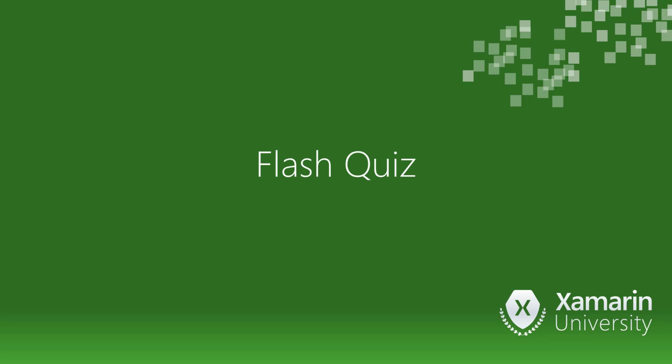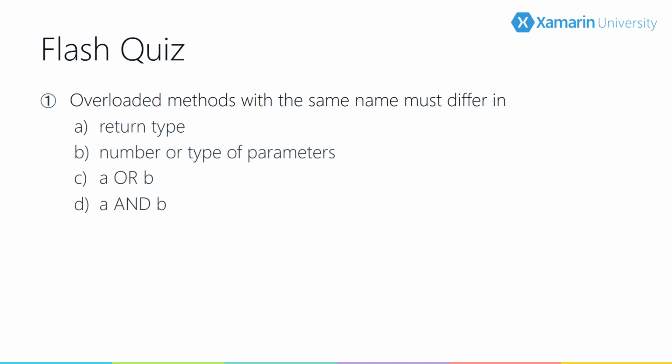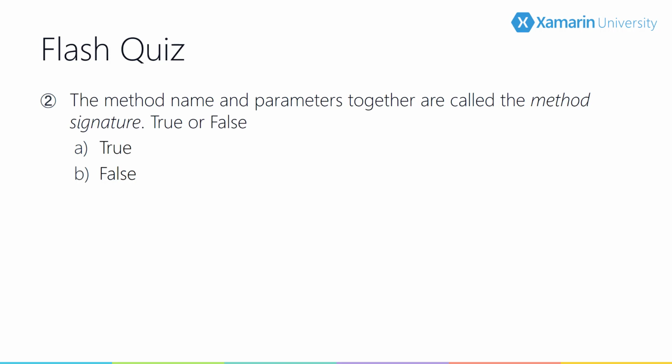Alright, so let's go ahead and do another flash quiz. So number 1, overloaded methods with the same name must differ in what? So the answer here is B, number or types of parameters. Yeah, so the parameters have to be different. The return type has no say. Number 2, the method name and parameters together are called the method signature. Is that true or false? And the answer here is true. Yes, the method signature is defined by the name and parameters.